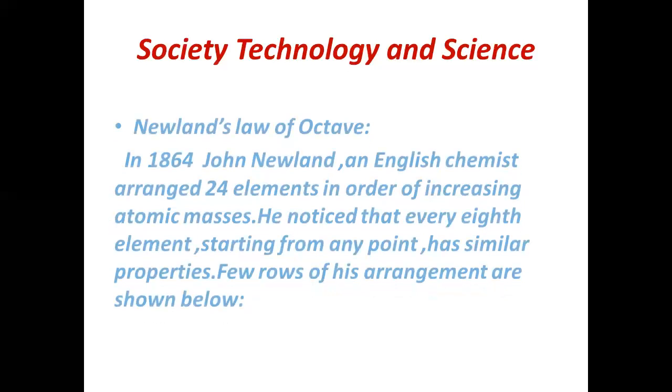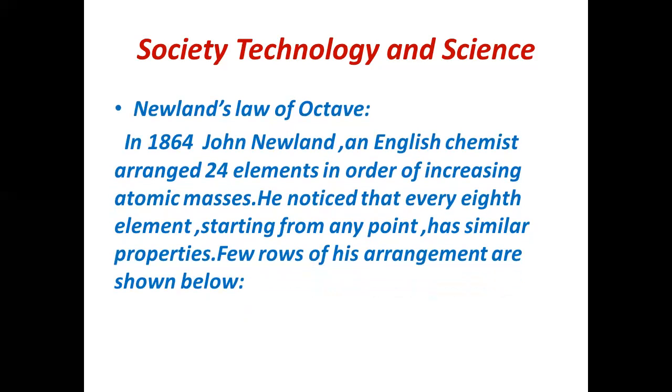Society, technology, and science. As I told you, the periodic table we are using now is called the long form of the periodic table, or the modern periodic table. But before the modern periodic table, some scientists developed their own periodic tables. One was Newland's periodic table, which was based on Newland's law of octaves. In 1864, John Newland, an English chemist, arranged 24 elements in order of increasing atomic masses, not in order of increasing atomic number.